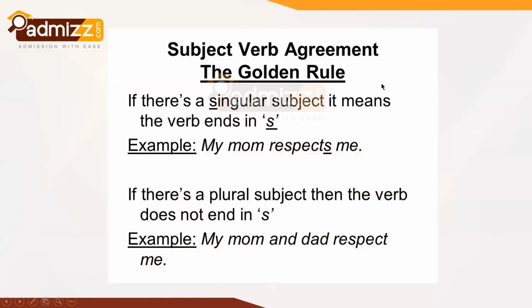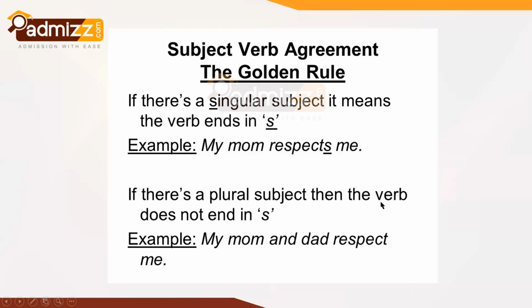On to the next slide. Now, this is the golden rule of subject-verb agreement. This is really important, so it would be great if you guys could take a screenshot. What this is basically saying is if there's a singular subject, it generally means that the verb ends in s. As I mentioned before, singular verbs usually end in s. For instance, my mom is a singular subject, and so an s should be added to the verb to make the sentence grammatically correct.